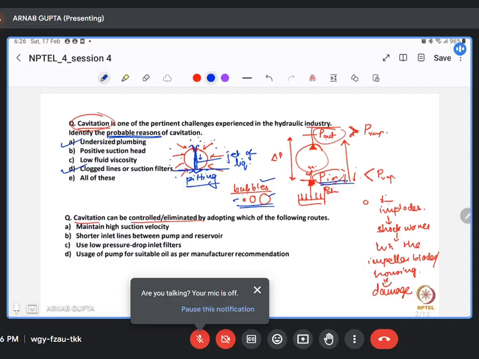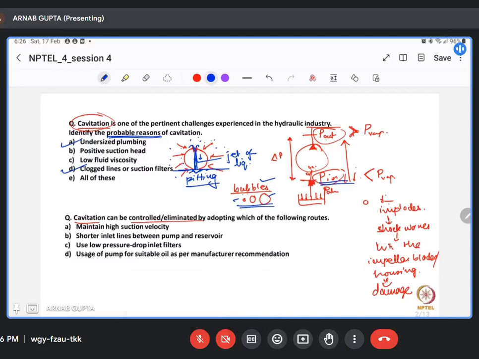Okay, so let's go option by option. The first option says maintain a high suction velocity. So what would be your answer? Is this correct, or does this lead to cavitation, or does this eliminate cavitation? This option A, what would be your opinion on this? Lokesh or Bungani, can you tell me if high suction velocity is a possible reason for cavitation or not?